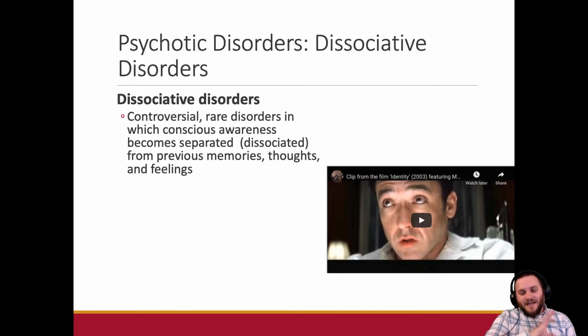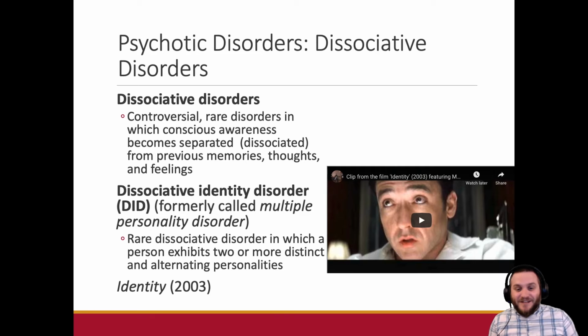Okay, so let me tell you about dissociative identity disorder. Where was I? Off the rails here. In the DSM-4 text revision, it was renamed from multiple personality disorder, okay? The biggest symptom that you would see from this disorder is two or more distinct and alternating personalities. Distinct and alternating are two very important things to have for this disorder. Now, how many of you have seen Identity? Which I think is a better representation of dissociative identity disorder than Split.